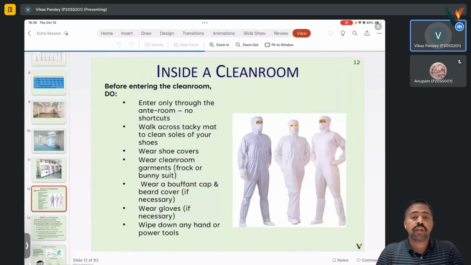So what is to be done inside a clean room? Before entering the clean room, only enter through the entry room, no shortcuts. That is where a bench is kept and you have to move over it. Before that, you have to check everything, and the proper entry point should be used, no shortcuts. Walk through tacky mats to clean the soles of shoes, wear shoe covers, wear clean room garments like frock or bunny suits, wear a cap and beard cover if necessary, and gloves if you are going to touch anything. If you are taking any tool with you, it has to be cleaned and wiped properly before entering.